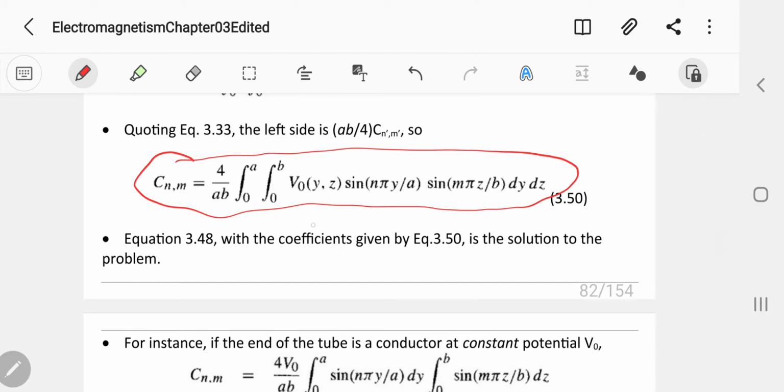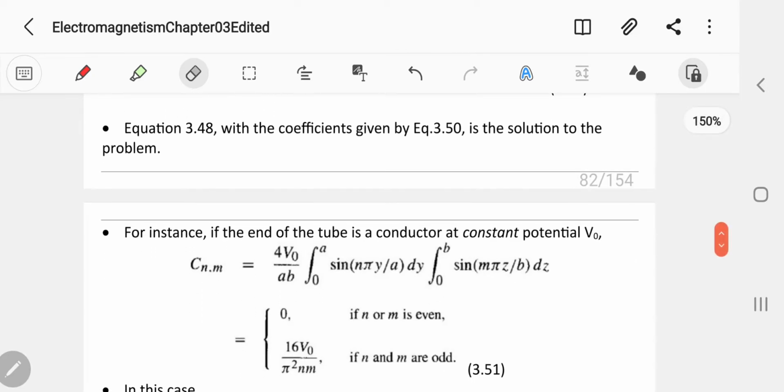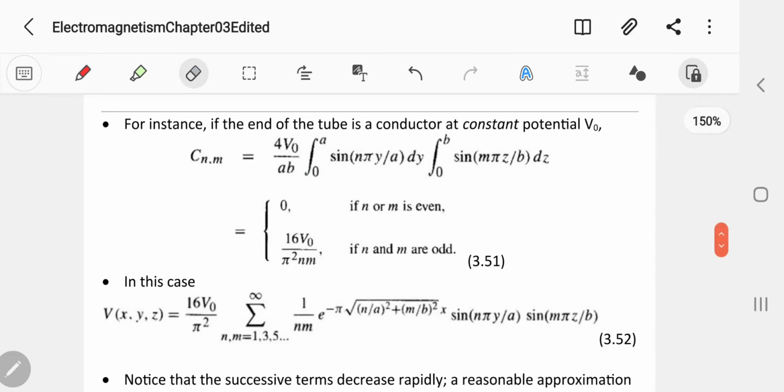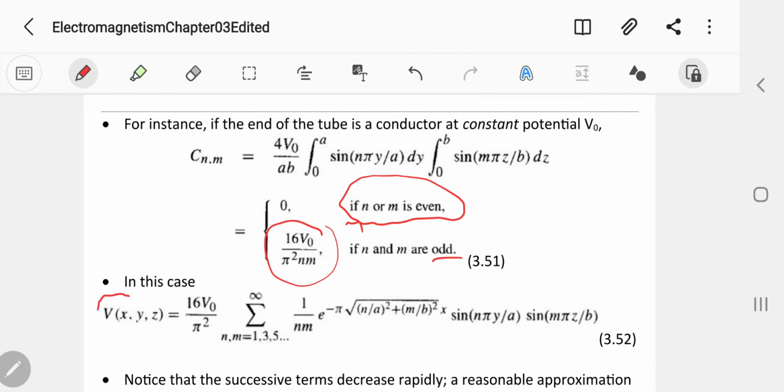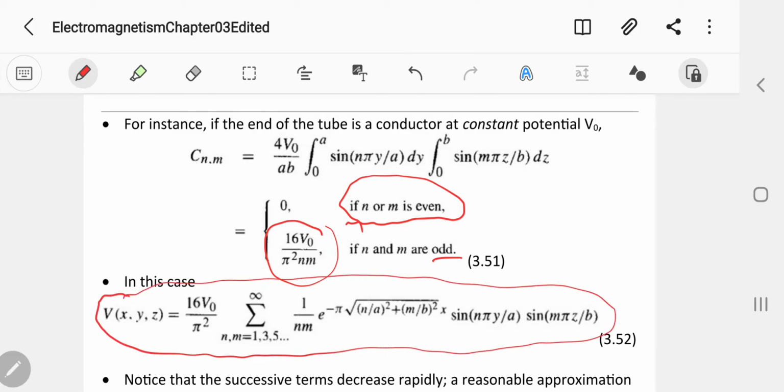If your V0 is constant in y and z, you can take V0 out. If that is constant, you can take that out of the integral and just have the integral to be this. So your c and m would just be this, and this one has the conditions that m and n should be odd, and for n even or m even, it will be 0. So finally our potential would now be in this form. It's so beautiful to look at.